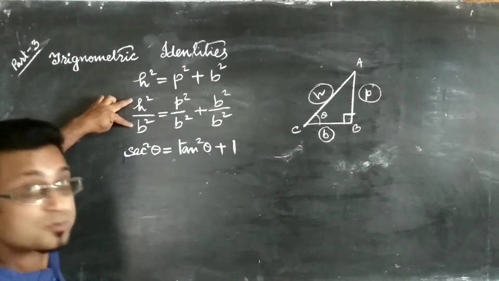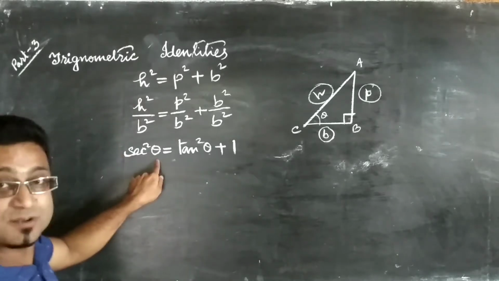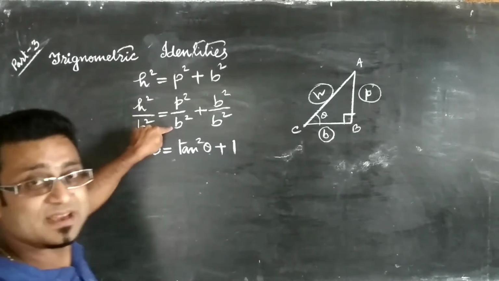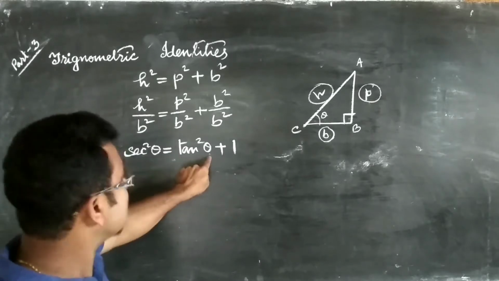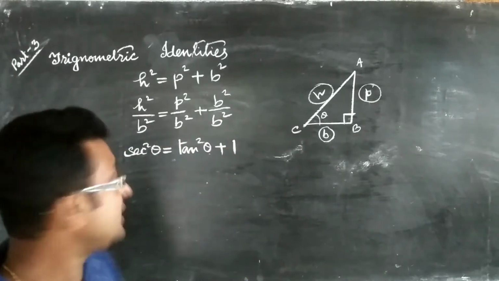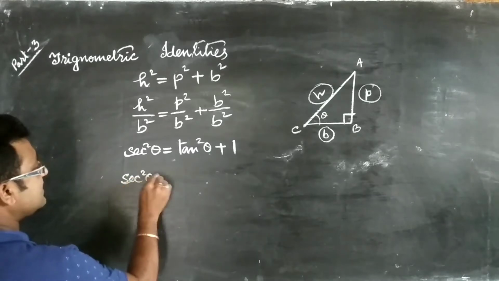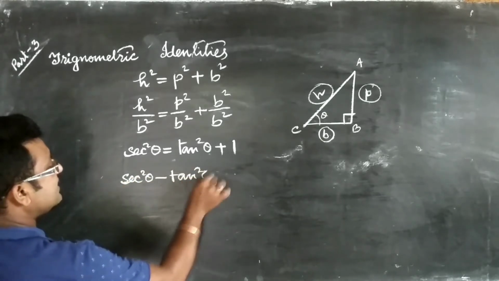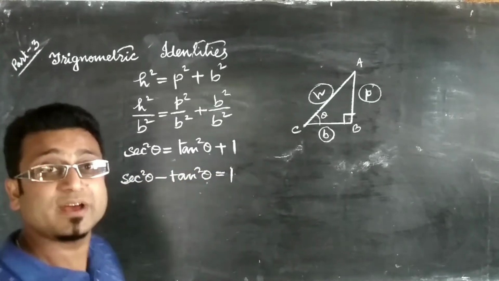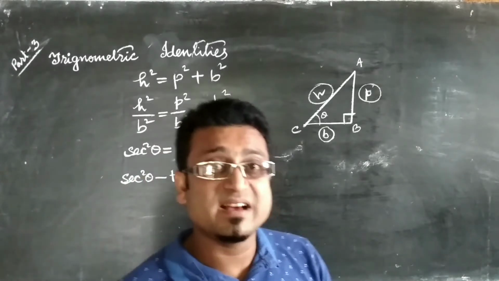Curly Brown Hair, opposite of cos is sec, so it will be sec square theta. And here P by B, Turn Permanently Black, tan square theta, and B by B is 1. Now you can just take tan to the other side: sec square theta minus tan square theta equals 1. So in this way we got the third identity.